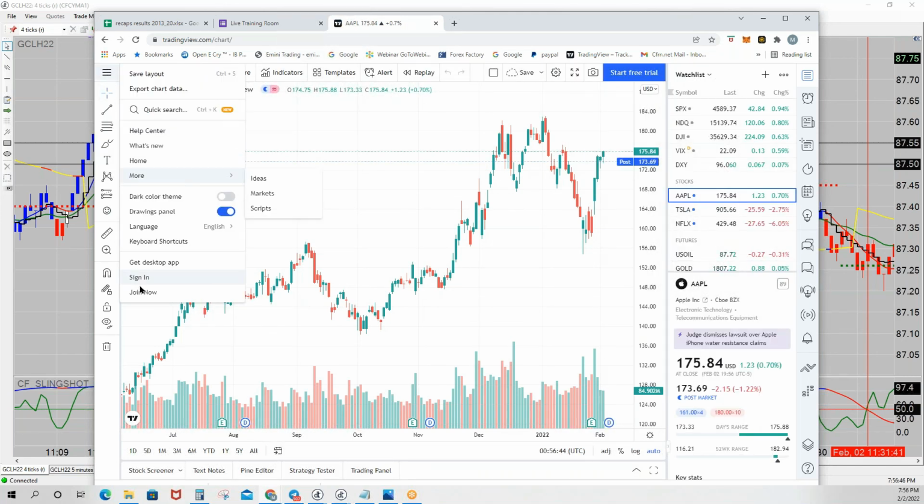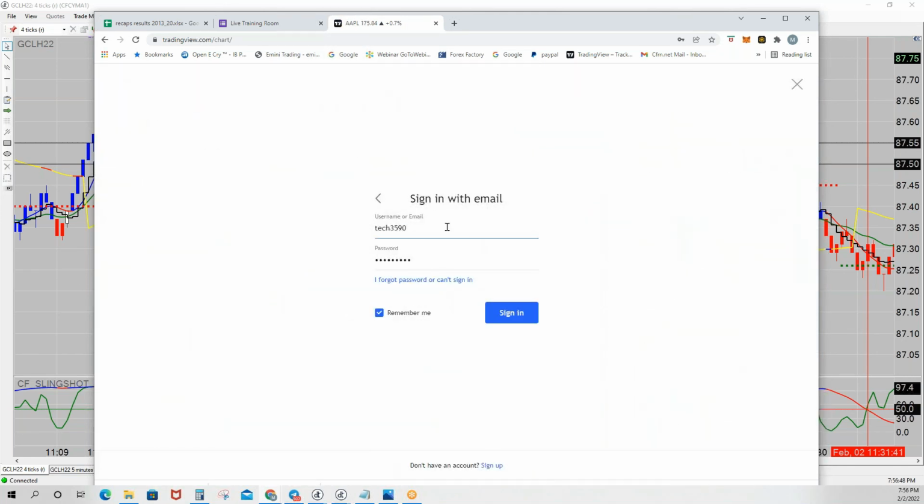I'm going to sign in with one right now. You sign in with the ID that's assigned to you. You have to send that ID to us. Copy it, paste it, and send it to us, and we will enable the indicators for you on TradingView.